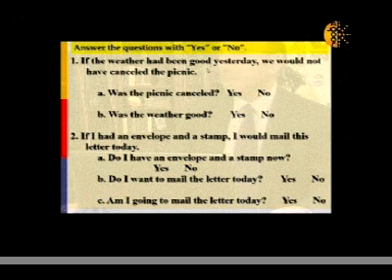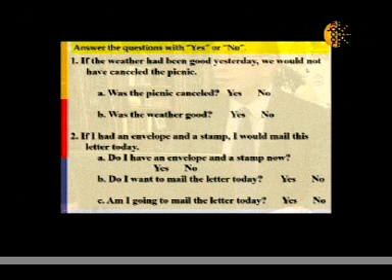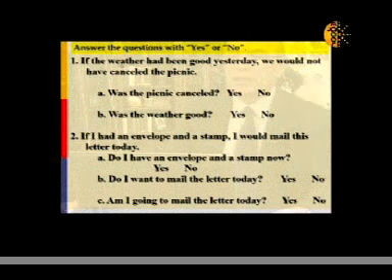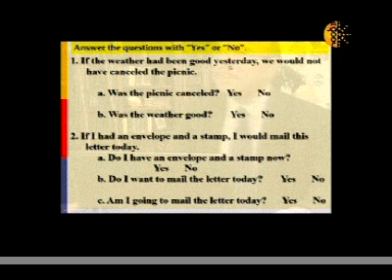If the weather had been good yesterday, we would not have canceled the picnic. Now, was the picnic canceled? Yes or no? Was the weather good? Yes or no? I want you to tell me. Look at the sentence. If the weather had been good yesterday. In other words, is this a possible or impossible situation? We would not have canceled the picnic. So there was a picnic plan. But did we cancel it or not?